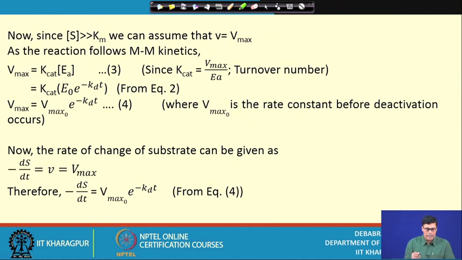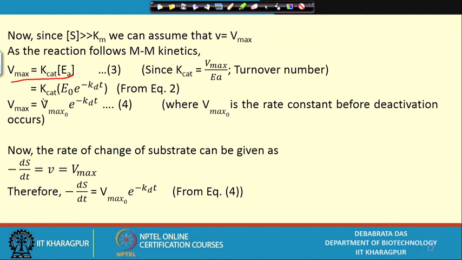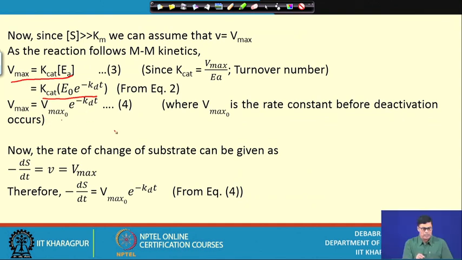Now another thing is very important: Vmax is related with Kcat like this, Kcat into EA. Now EA we already determined, this is equal to EA0 into e to the power minus KD into t. Then Vmax equals Vmax0 e to the power minus KD t. We consider 0 stands for the initial condition. Now the rate of change of the substrate concentration can be given like this, and we can represent it in this form.